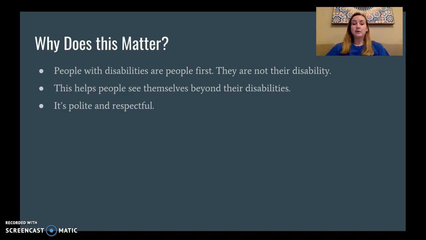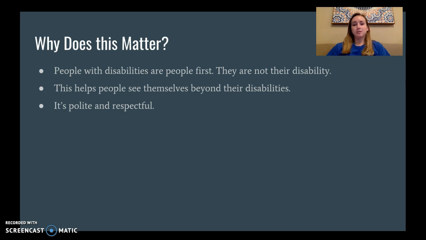It also helps the people that we're speaking about see themselves as beyond their disabilities. So it can be kind of empowering for students with disabilities to start thinking of themselves as, well, what do I like? What am I? Kind of sort of situation. And we don't want them to just think they are their disability. This is especially true, I feel like, for middle school students, because students are forming so much of their identity in middle school that this is how we want them to see themselves, and we want it to be positive.